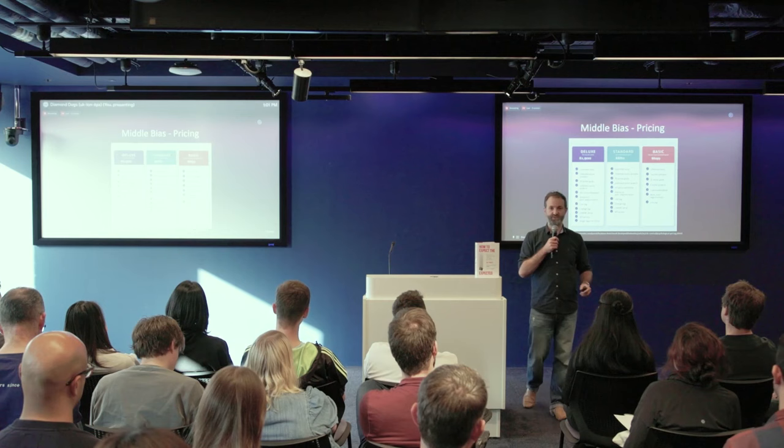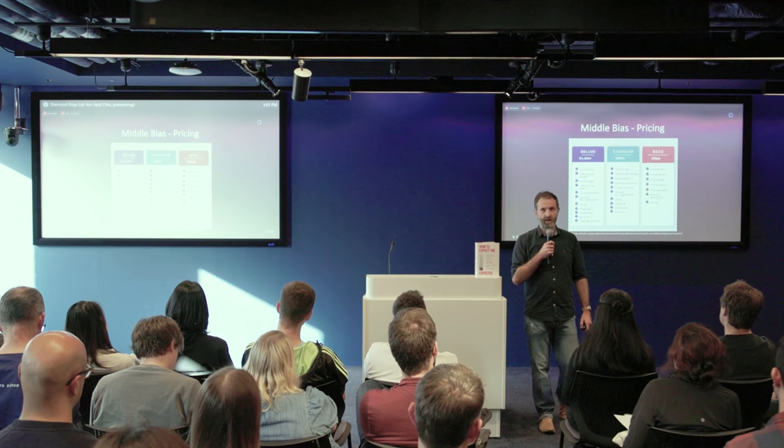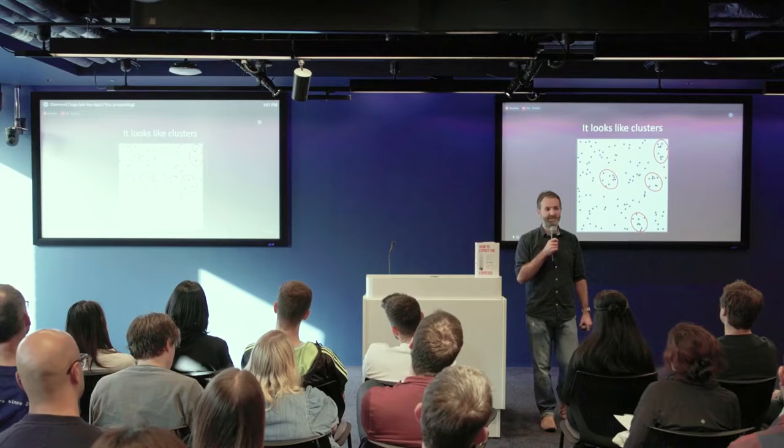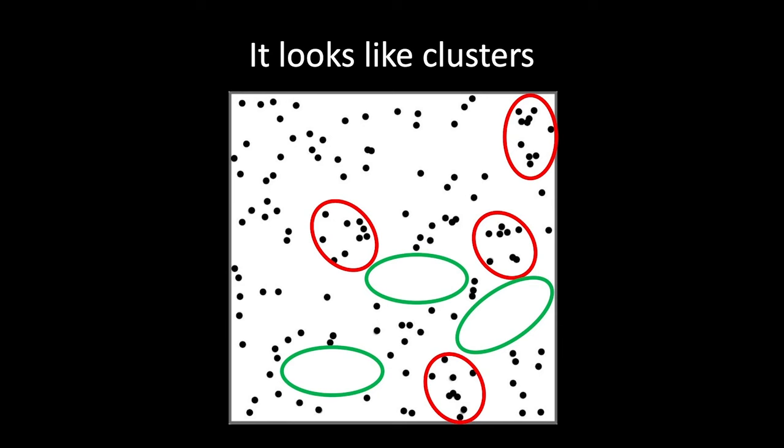So there's this element of choosing the middlemost option, this middle bias that we all suffer from. So bear that in mind for what comes next. But I want to talk a little bit more about this genuinely random pattern. The reason why people don't like to pick this pattern is because it looks like there are clusters in the data. It looks like there are places where someone has put the points closer together than they should be.